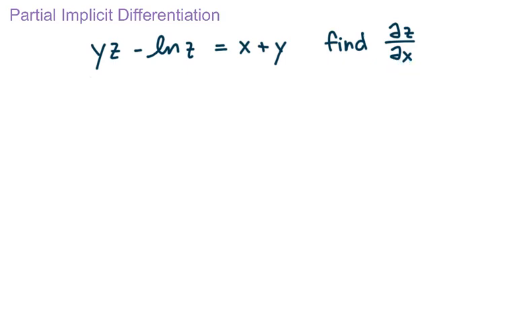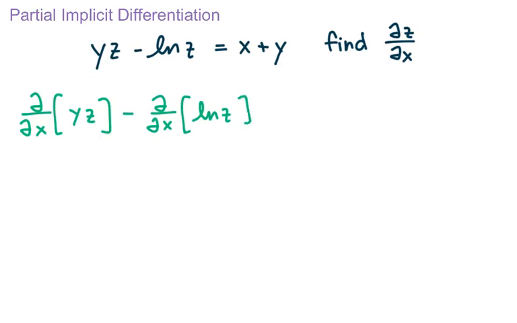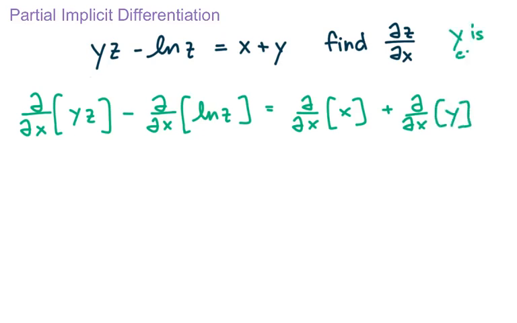So when I'm teaching this in Calc 1, I always write out all my terms. So I'm going to take partial with respect to x of yz minus partial with respect to x of natural log of z equals partial with respect to x of x, plus partial with respect to x of y. So remember, y is constant, z is my dependent variable.